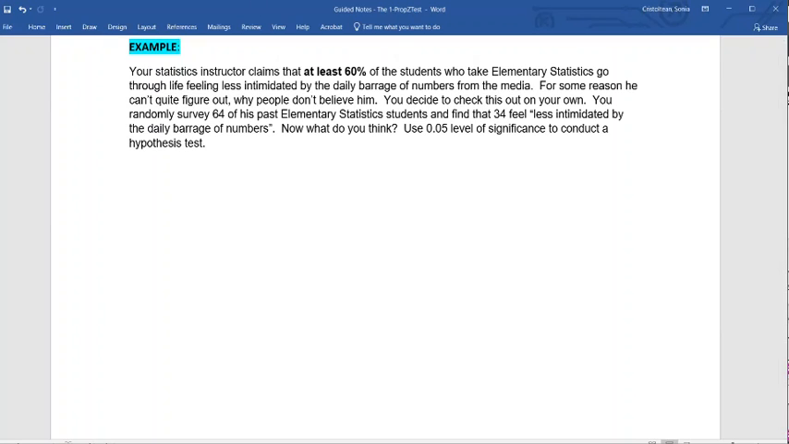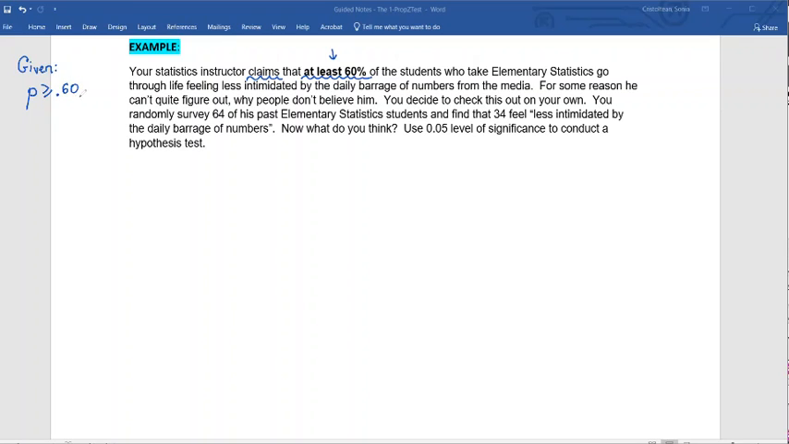Let's write down the given information and conduct a hypothesis test for proportion. This is what he claims. So this is the claim. Now we should know what that translates into. P is greater than or equal to 0.60.